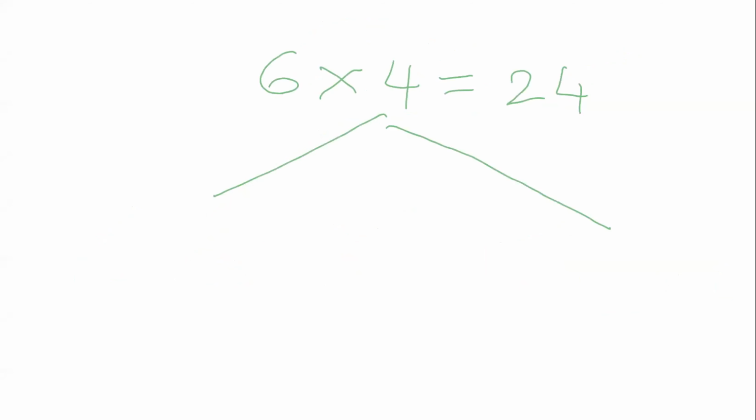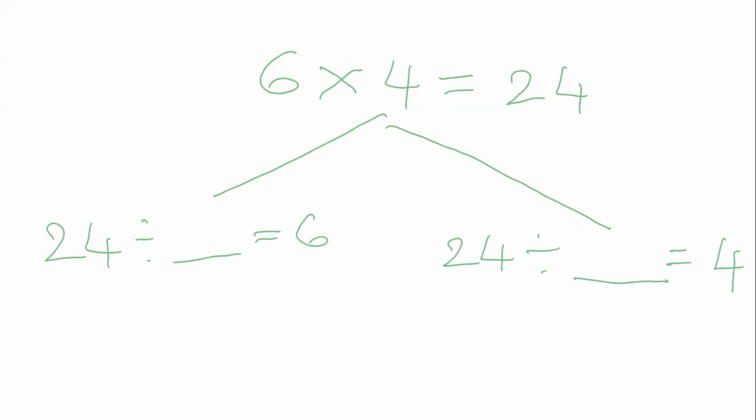Come on, let us solve one more example. 6 multiplied by 4 is equal to 24. Now we have to use 24 divided by a number will give you answer 6, and 24 divided by a number, answer will be 4. Now come on, who will tell me the first blank answer? What is the first blank answer? Text me the first answer.